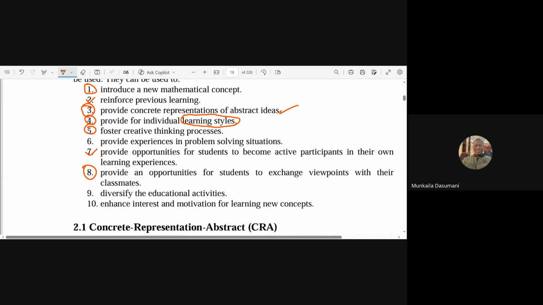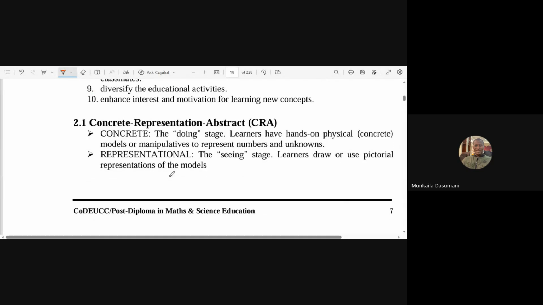point 6, provide experience in problem solving situations, and then 9, diversify educational activities, and that one, I think you can explain yourself. At least you're saying almost 6. But let me also talk about concrete, representation, abstract. I didn't know it's here. I've already explained it to you, but let me talk about that.